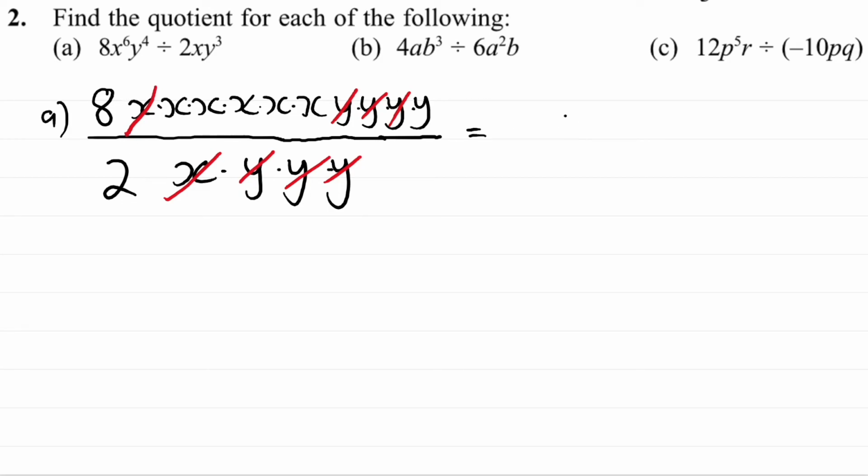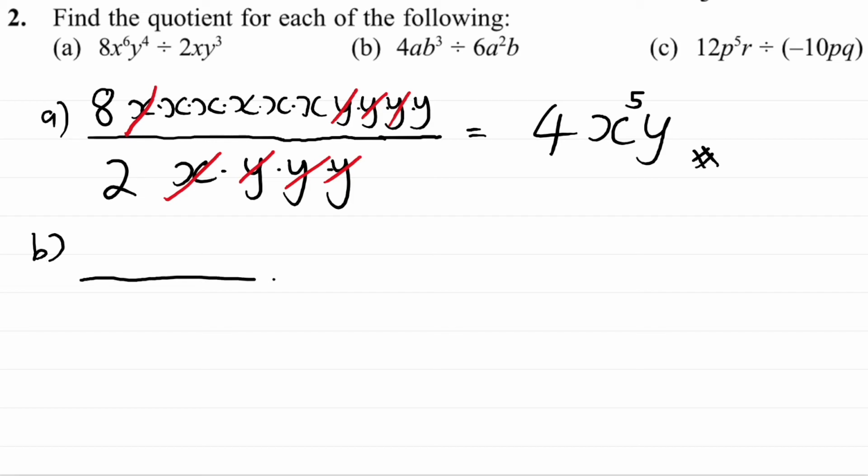8 bahagi 2 dapat apa? Dapat 4. And ada berapa x yang tinggal? 1, 2, 3, 4, 5 x. And ada berapa y yang tinggal? Ada 1 y yang tinggal. So that's your answer. Silap. 1, 2, 3, 4, 5. Jangan lupa kuasa 5. Okay, macam tu je. And same goes for B.